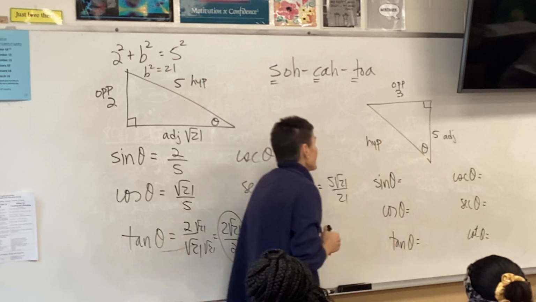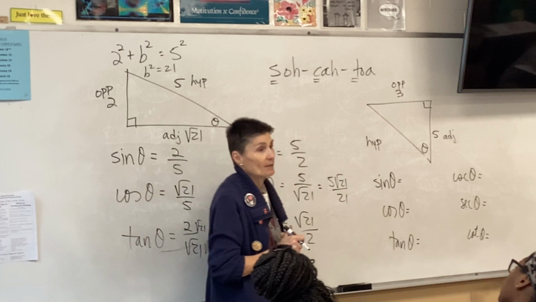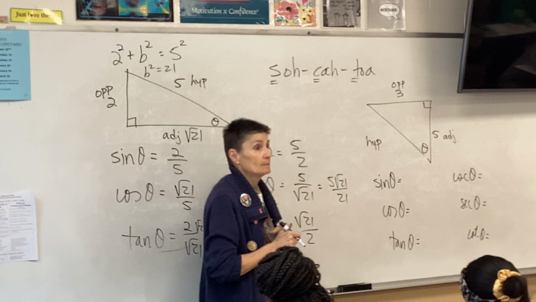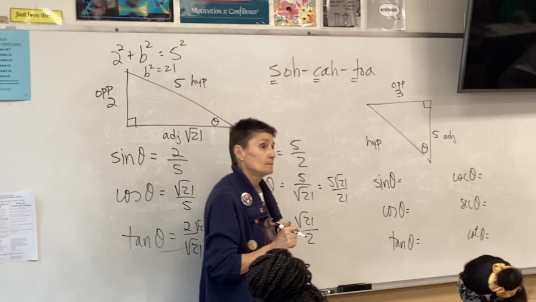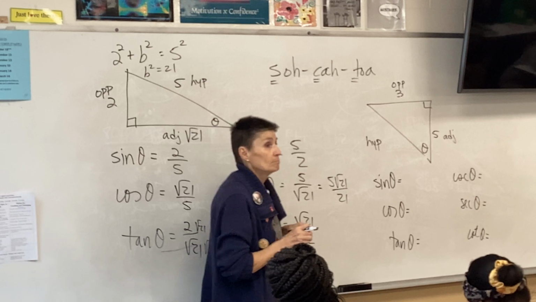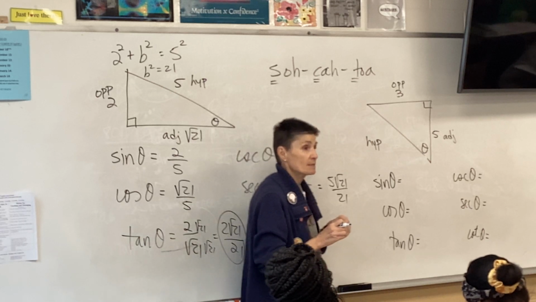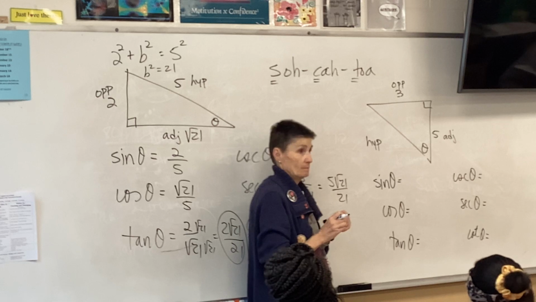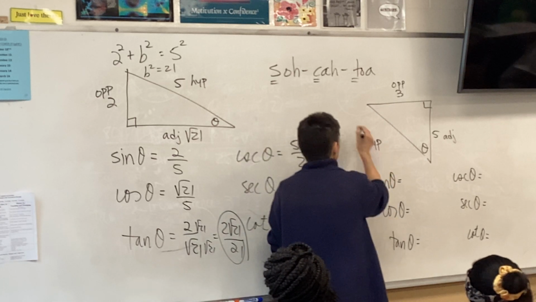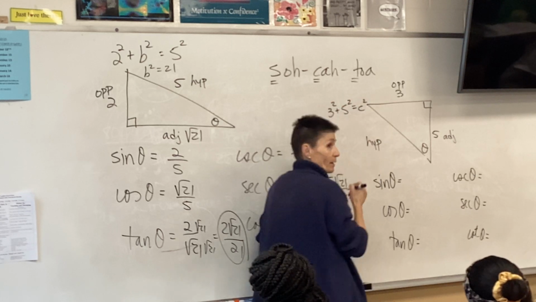Okay, so Kira, what did you do next? You identified opposite, adjacent, hypotenuse. Now what? Then I found the sine, so I did the opposite over hypotenuse. But wait, I don't know what my hypotenuse is. I would have to do the Pythagorean theorem. Yep, so this time we're looking for the hypotenuse. So 3 squared plus 5 squared equals c squared.